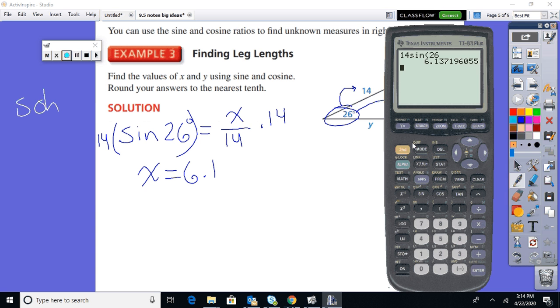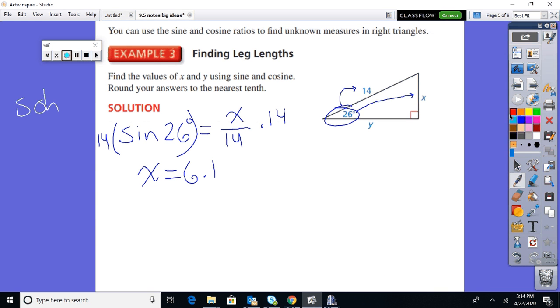All right, now we have to find y. Use the cosine to find y, so we got 6.1 there. You could use Pythagoras, since now you have two sides, but we're just going to keep practicing our SohCahToa. So now I have the adjacent is y, and the hypotenuse is h.